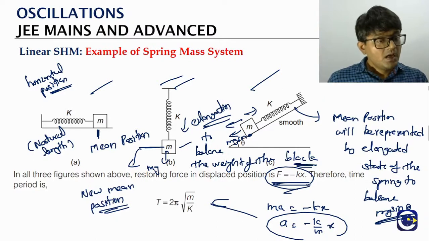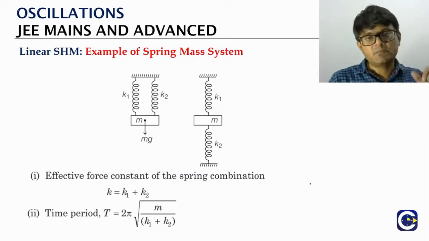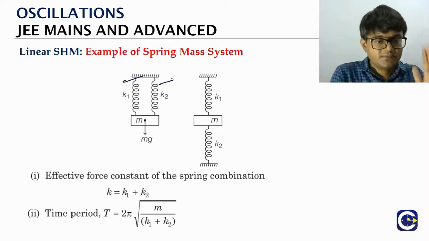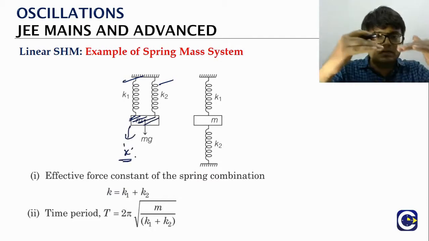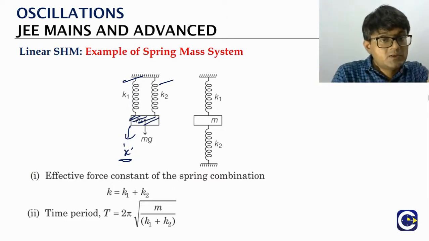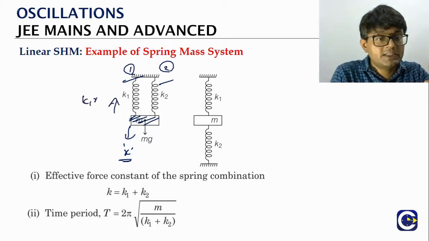Okay. Now we can talk about various other modifications of the spring mass system. Like we can have two springs connected adjacent, both attached to the block of mass m. Here just think about it. If you pull this block down by a value x, spring 1 and spring 2 both will be elongated by the same value x.